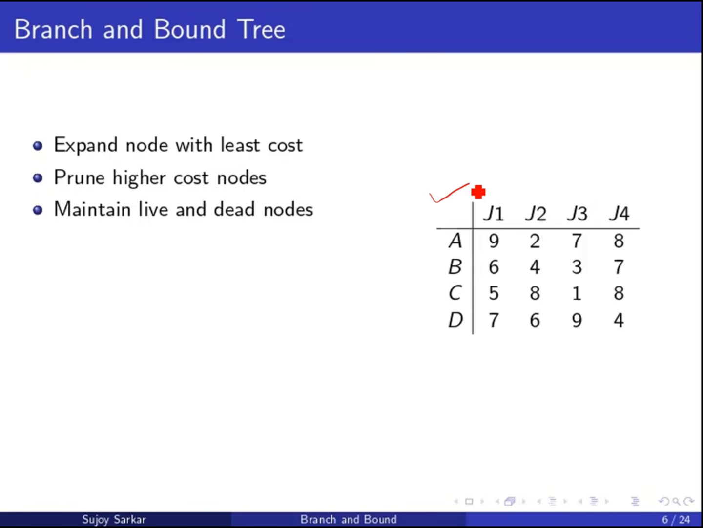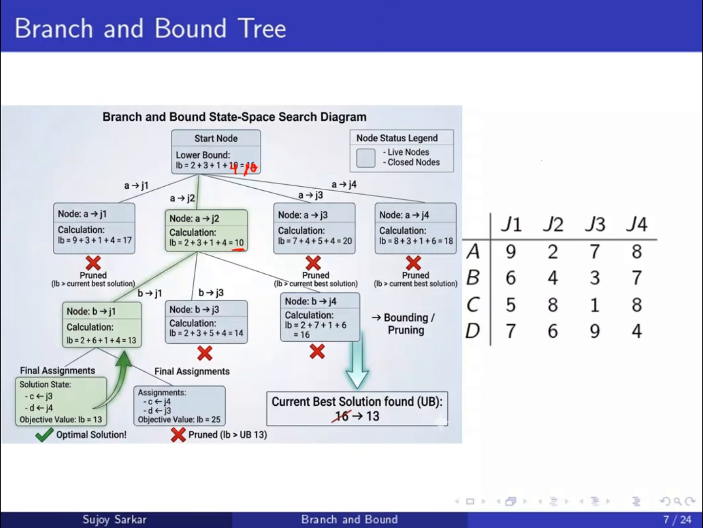So let us solve this problem. We'll expand the node with the least cost. So we'll use the lower bound to select the next node, and we'll prune the higher cost nodes. We'll use the upper bound to prune or cut off some searches. We'll look at it with the example, and we'll maintain a set of live and dead nodes, or open and closed nodes. So let us solve the problem that we have taken earlier.